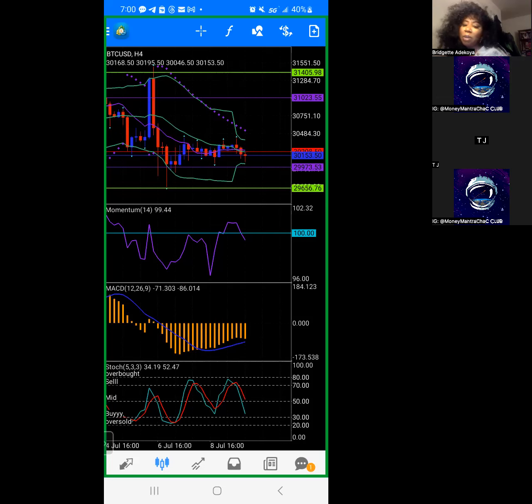Now for my stop loss, depending on my lot size, I would probably put it down at the next support zone, which is 29,656. But if you want to, you can just set your SL for a little more than 100 pips. I would probably say 200 pips stop loss to give the trade some room to breathe.